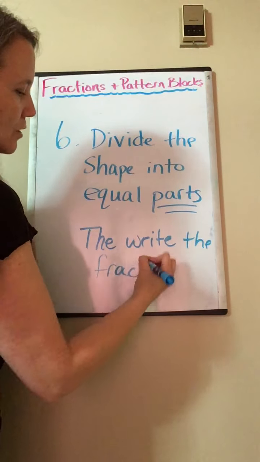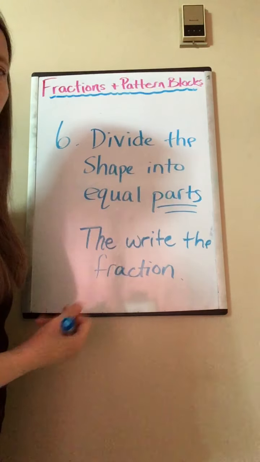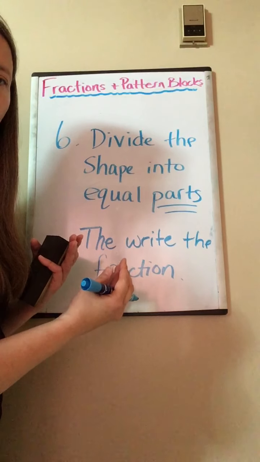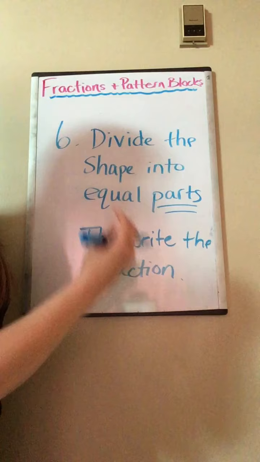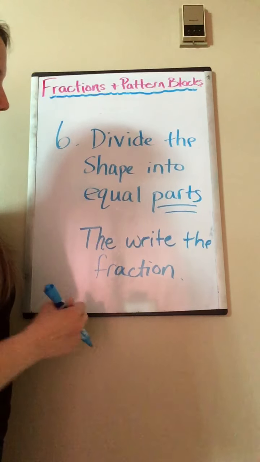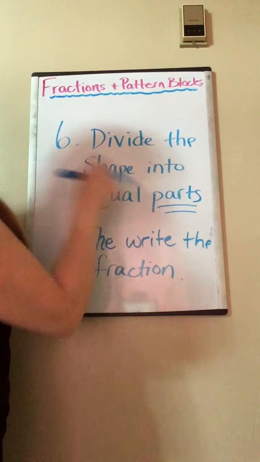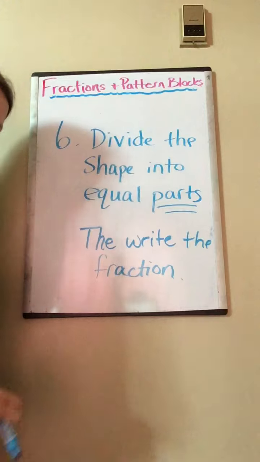And when you're dividing 2 hexagons into equal parts, draw that line down the middle first to separate the 2 hexagons, and then think about where your center point is if you want to do triangles or connect opposite vertices to create trapezoids. Okay, so divide the shape into equal parts first for number 6, and then you can write the fraction. Okay, so that's basically it.